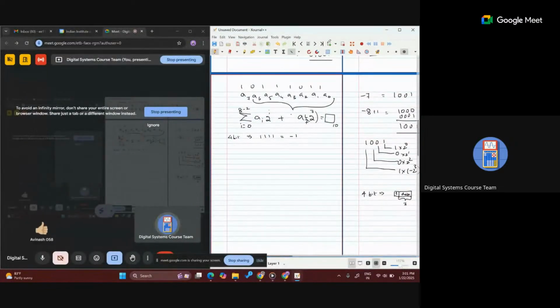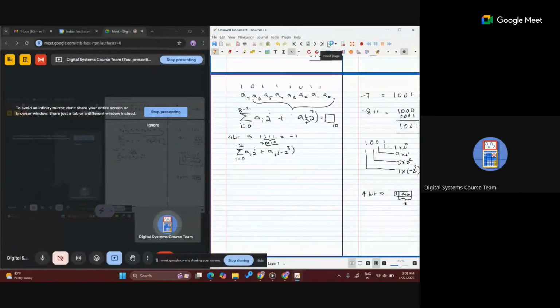Okay, so in the 4-bit case, I can write my formula with i going from 0 up to how many bits? Position 0, position 1, position 2, position 3. Up to position 2 I have to execute: the sum of A_i times 2 to the power i, plus A3 times minus 2 to the power 3.